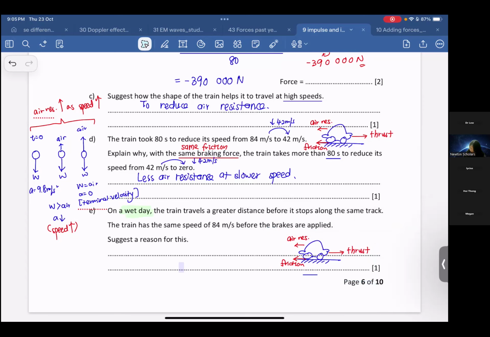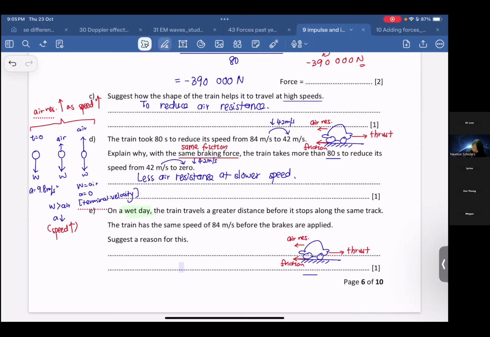On a wet day, the train needs to travel a longer distance, or greater distance, before it stops, although it's still having the same speed. The initial speed is the same before the brake is applied, but right now it's on a wet day. So think about yourself: on a wet day, can you run? Then if you want to stop, easy or not? What is affecting it: the thrust, air resistance, or friction? Emily, very good. So actually, which one becomes more or becomes less? Hui Tong correct. How about others?